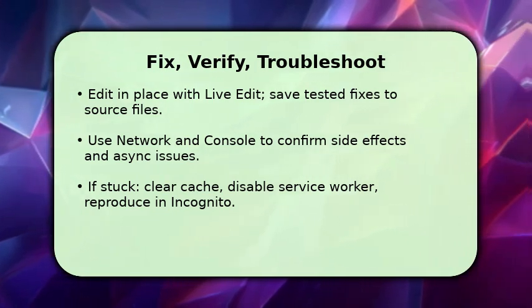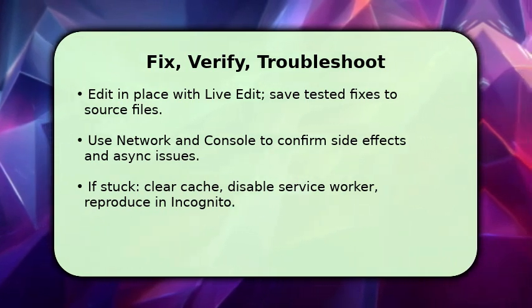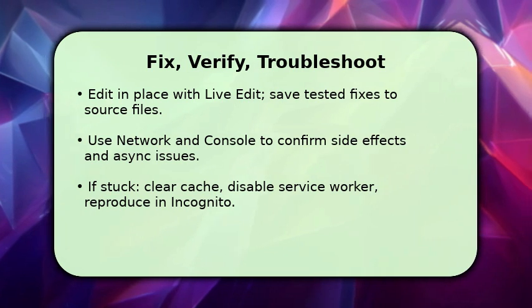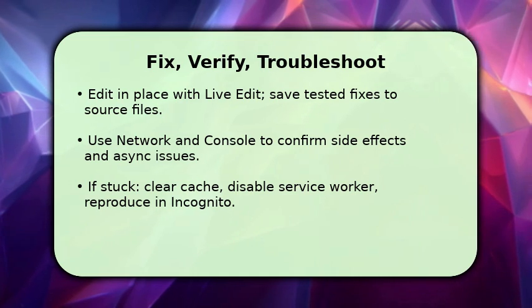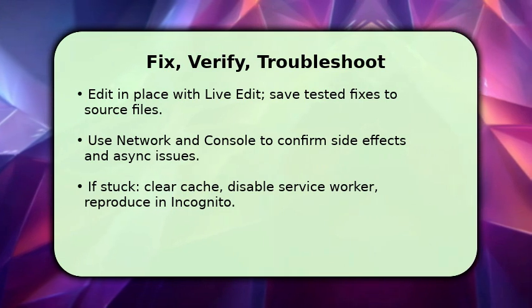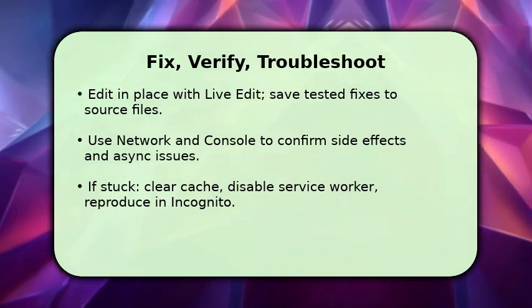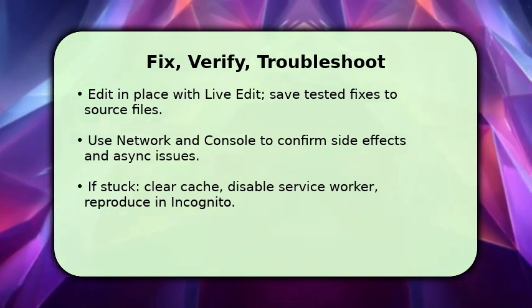Use console for runtime errors and network to confirm requests, timing, and payloads. This reveals async race conditions. If behavior persists unexpectedly, clear cache and disable the service worker, or reproduce in incognito to rule out extensions. One key troubleshooting tip: if breakpoints do not hit, confirm source maps and hard reload with cache disabled.